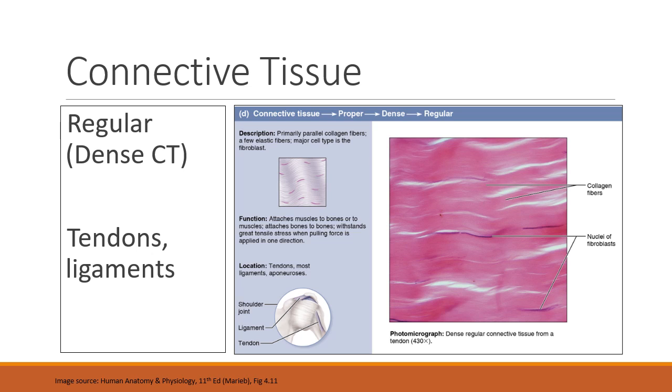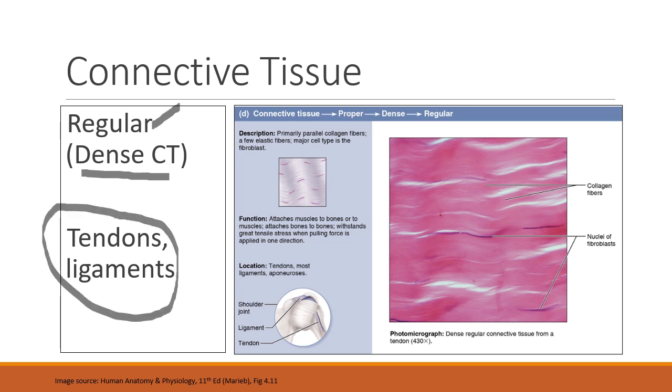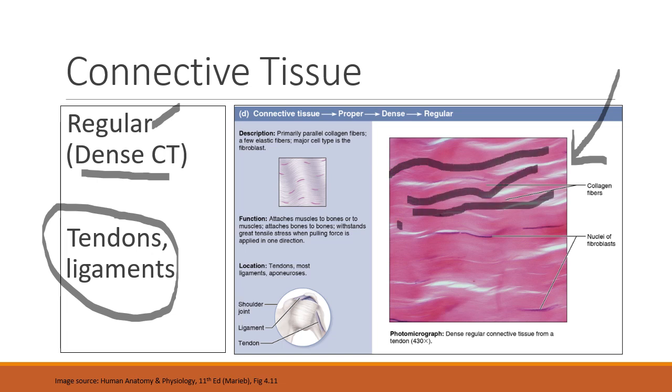Next, we have dense connective tissue. The first one we're talking about is called regular dense connective tissue. This is found in tendons and ligaments. And observe how this looks here. This very orderly structure. It's kind of wavy, but they generally have the same general flow to it.